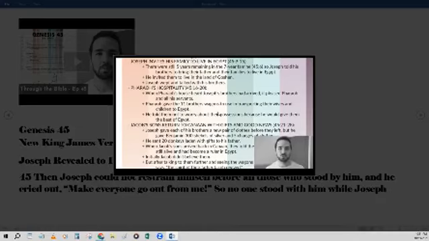In verses 16 through 20, we see that Joseph's hospitality is matched by Pharaoh's hospitality. So when Pharaoh's house heard that Joseph's brothers had arrived, Pharaoh was very pleased and all the people in his house were very pleased. And Pharaoh offered to give wagons to the 11 to help them to bring their families down to Egypt. He told them not to worry about their possessions because when they arrived in Egypt, he would give them the best of the land.